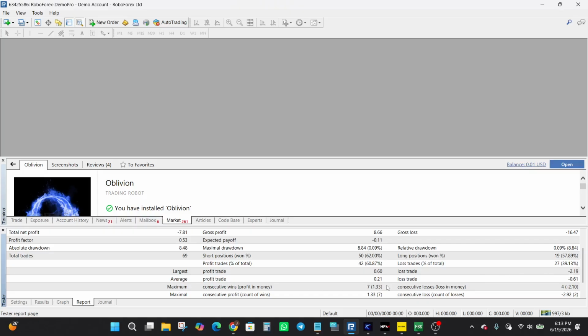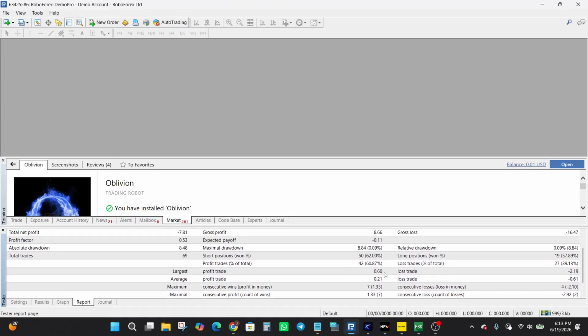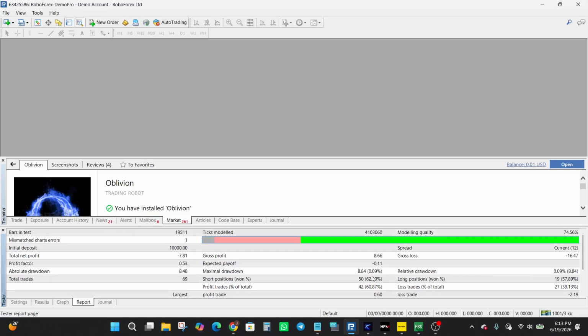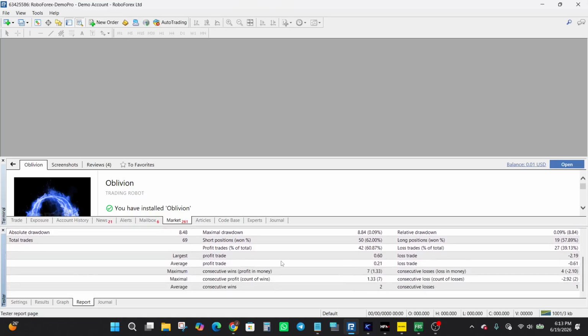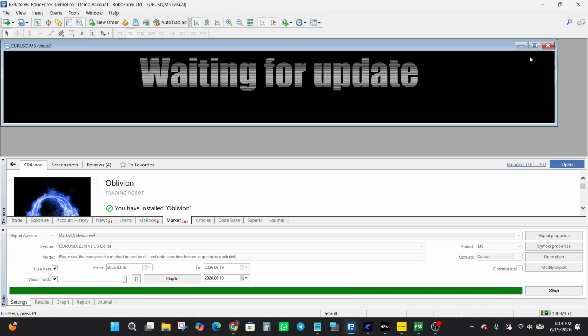Average profit was 21 cents, average loss 61 cents. So this shows me that the risk to reward ratio is really bad. And the EA is obviously targeting short-term price movement, because how can the largest profit be 60 cents for a $10,000 account? So the EA is definitely targeting short-term price movement. But let's go turn on the visuals. Let us see the EA in action.